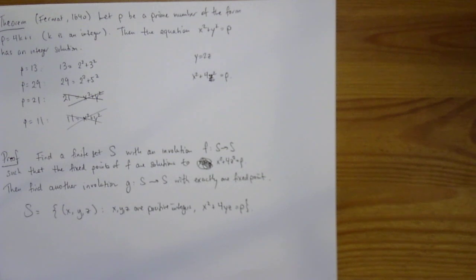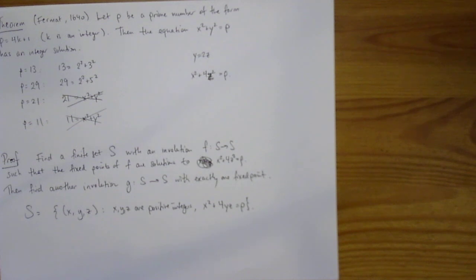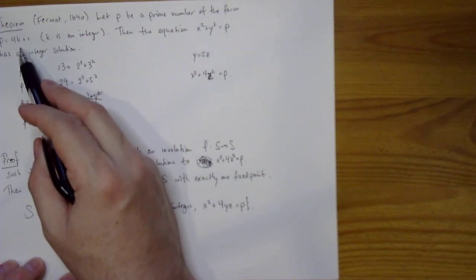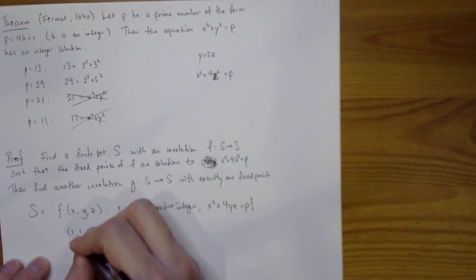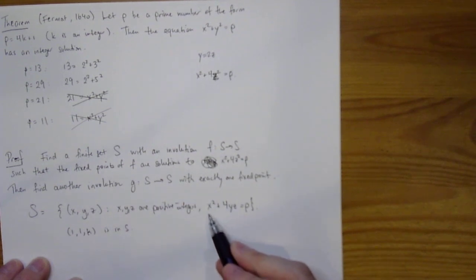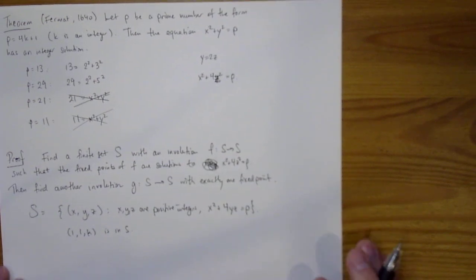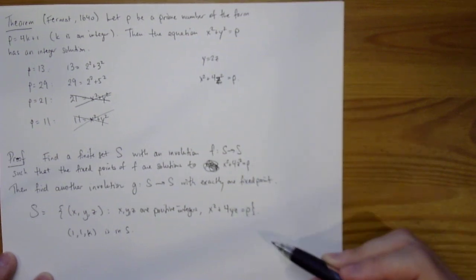Now, one thing you want to notice is that you want to know that S actually has something in it. I mean, I wrote down this equation, so why does it have solutions? Well, it turns out there's one solution that you can write down immediately, because you know that p is 4k plus 1. So since p equals 4k plus 1, it turns out that (1, 1, k) is in S, right? Because 1 squared plus 4 times 1 times k is 4k plus 1, and that equals p. So we don't know yet that this equation has other solutions, but we do know that this one has solution (1, 1, k).